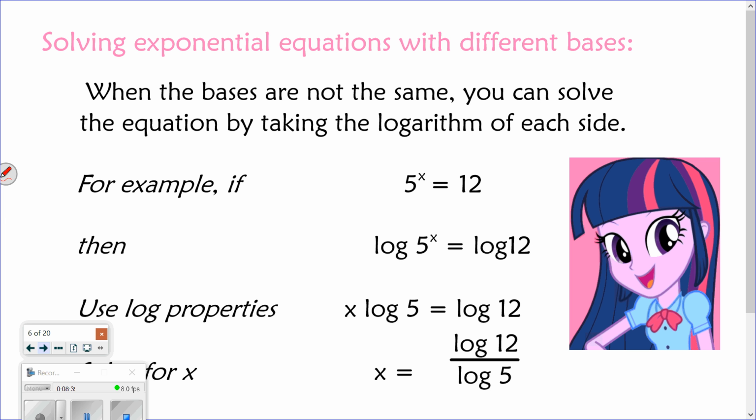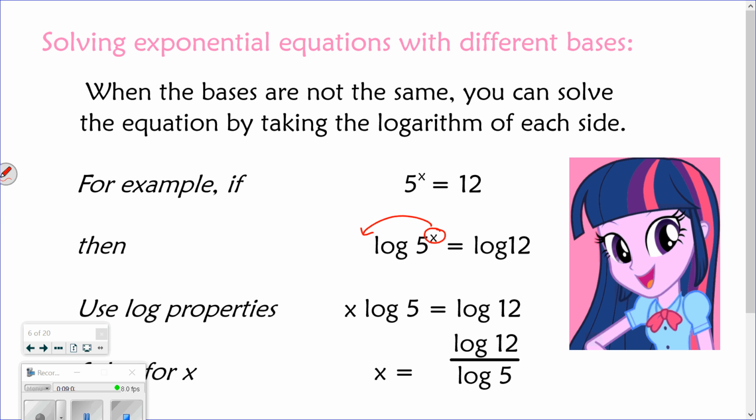From this step to this step, all you do is write the word log on both of them. Okay? As long as you do it to both sides, you're good. Then we use our log properties. This exponent came out in front. That's what happened here. And then how do you get x by itself? How do you get rid of log of 5?